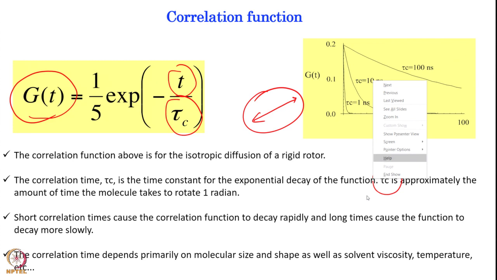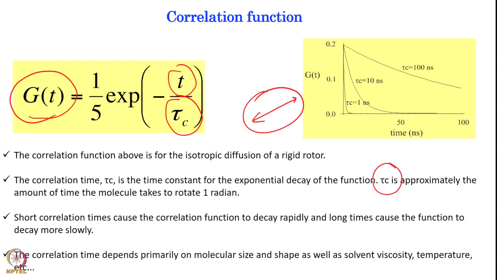Okay. So, a short correlation time causes the correlation function to decay rapidly, whereas a long correlation time makes the function decay slowly. And this correlation time depends upon the molecular weight of a molecule, its shape, the solvent viscosity, and the temperature. So let me simplify this.